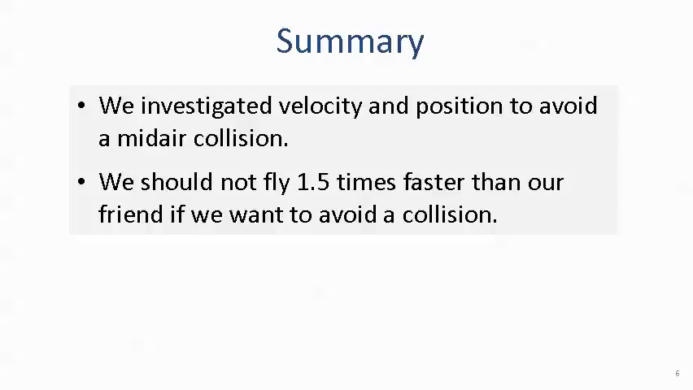So in summary, we investigated velocity and position to avoid a midair collision. We found that, given the parameters of the problem we set up, and assuming we're flying at a constant velocity, we should not fly 1.5 times faster than our friend if we want to avoid a collision.